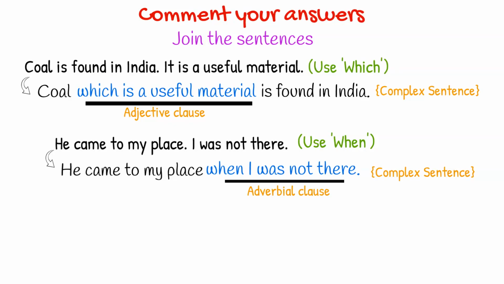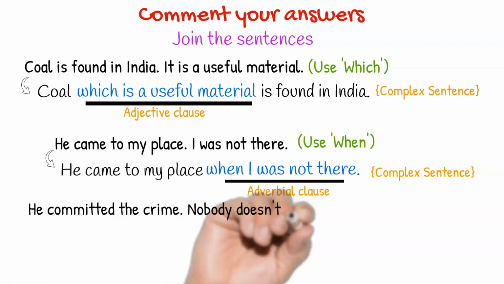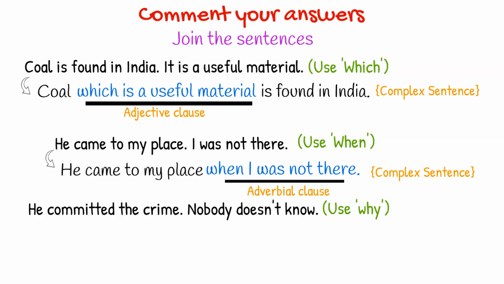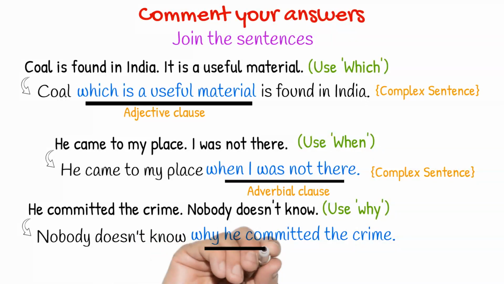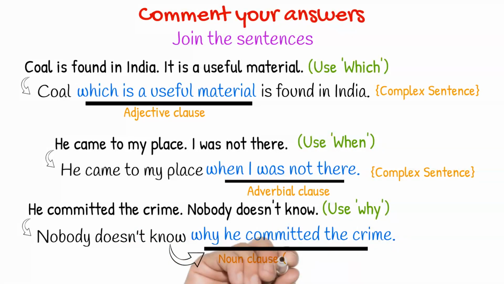Next. He committed the crime. Nobody knows. Use "why" to join the sentences. Post your answers, please. Nobody knows why he committed the crime. Here "why he committed the crime" is the object of the finite verb "know". If one asks what does nobody know, the reply would be "why he committed the crime", so the entire clause is the object of the finite verb, and we know that only a noun or a pronoun can be an object of a verb. So the clause "why he committed the crime" is the noun clause. After joining the sentences, it becomes a complex one.